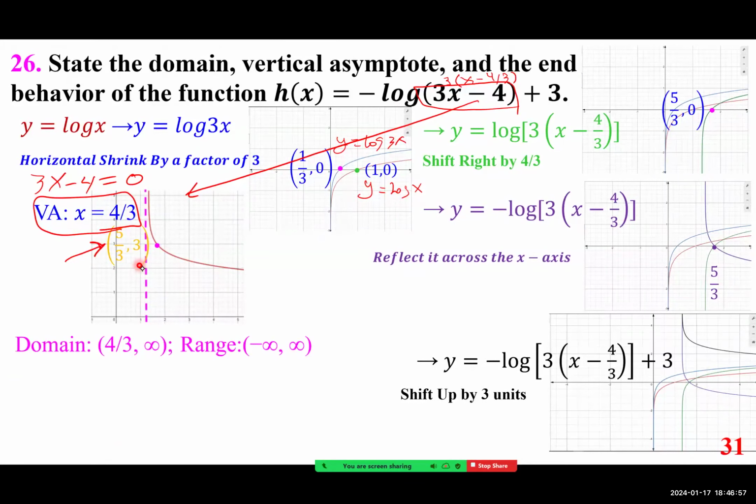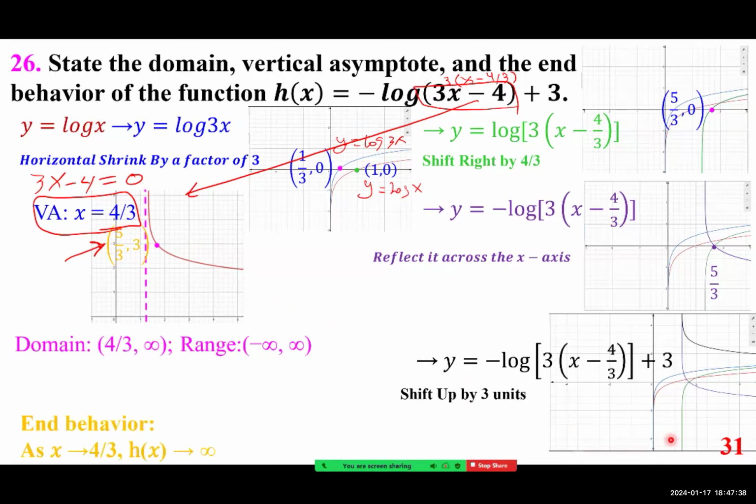Now let's discuss the domain and range. Because the vertical asymptote has the equation x equals 4/3, the domain is from 4/3 to infinity. But there is no limit as far as the range. The range hasn't changed. It's all real numbers. So the end behavior says when x goes to this number, 4/3, the function blows up to infinity. But if x goes to infinity, then the function goes to negative infinity.